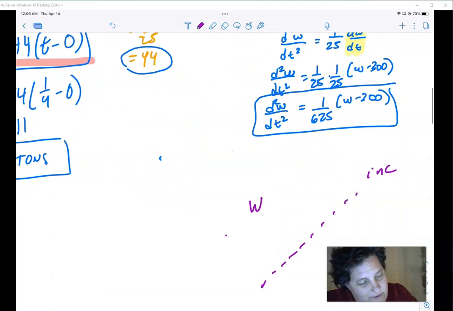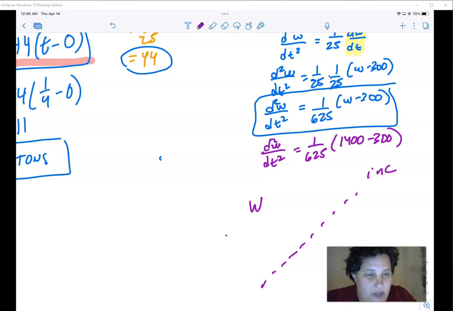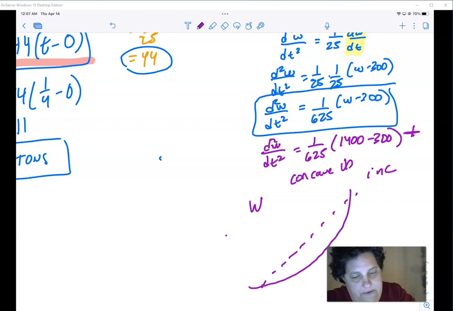So let's go over here. I don't have a place to plug in time. So it's 1/625 times 1400 minus 300. Do I need to calculate that all out? No. I just need to know if it's positive or negative. Well, this is going to be a positive value, which means that w is not only increasing, but it is concave up. So it's like that, okay? Now, what this tells me is that in part A, when I did the tangent line approximation, remember it was 0, 1/4, it is actually an underestimation.